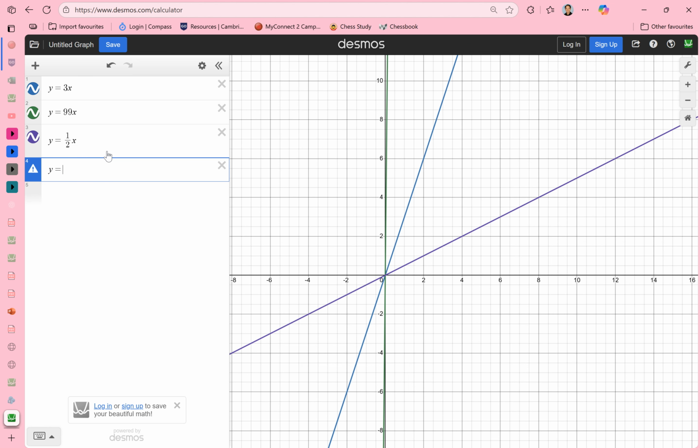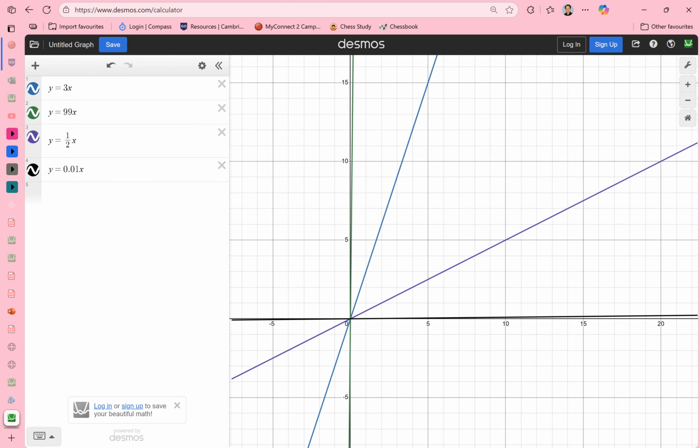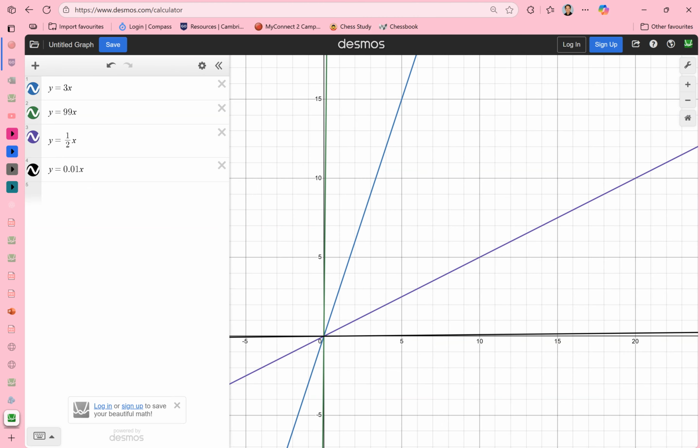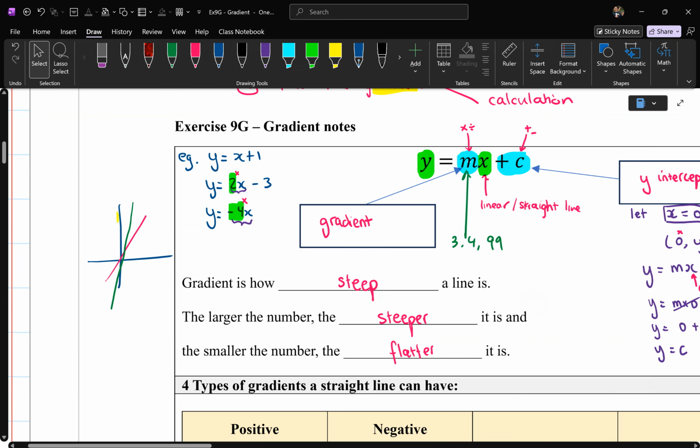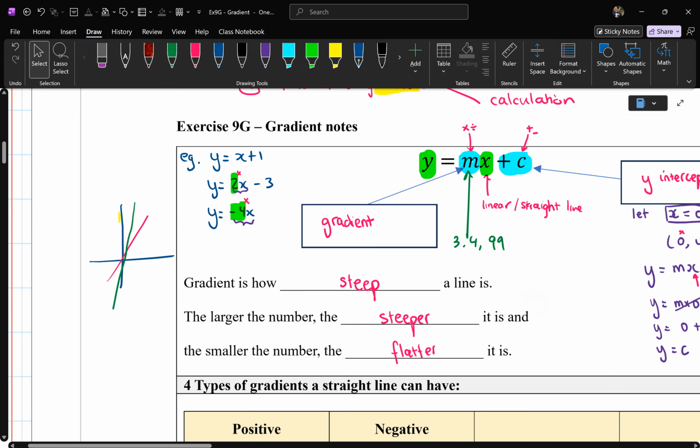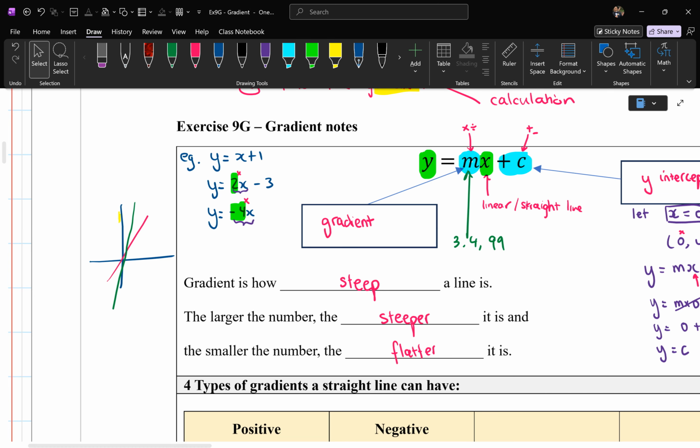What's more than 0.5? Let's do 0.2. Oh, that's a bit too much. Can you see 0.2 is flatter? And watch what happens when I change it to 0.2, 0.1, 0.01. It's getting even flatter. Can you see that? It's getting really flat. So the smaller the gradient, so the number that is in front of x, the smaller the number, the flatter it becomes.